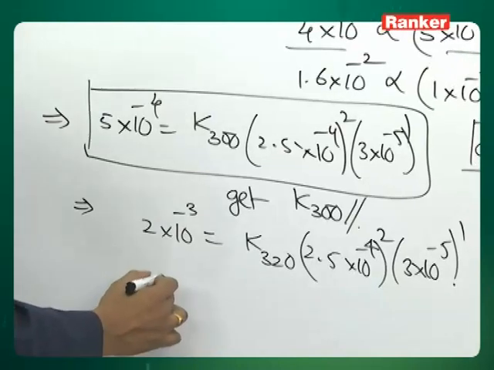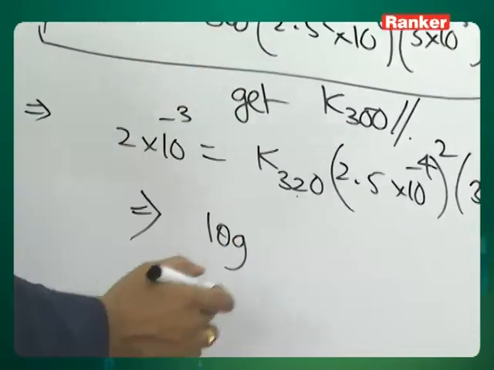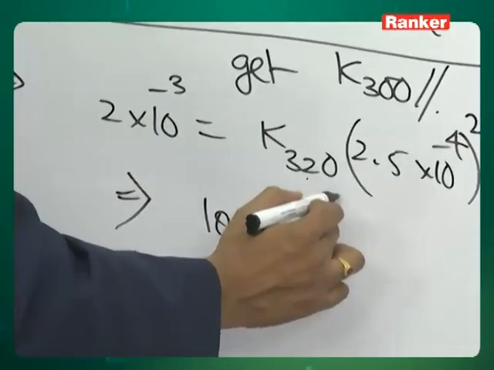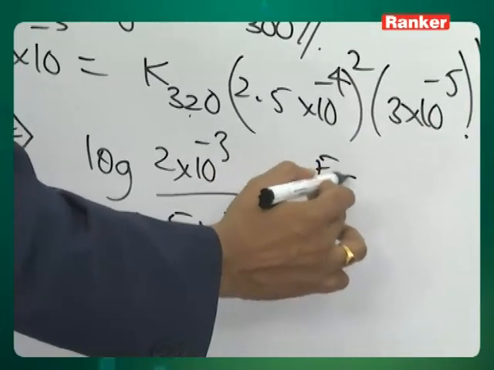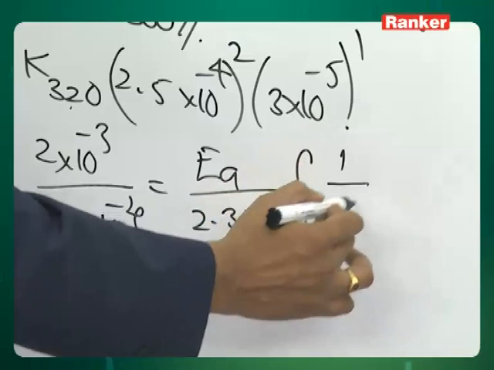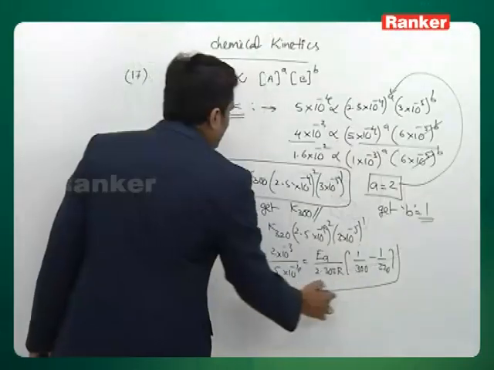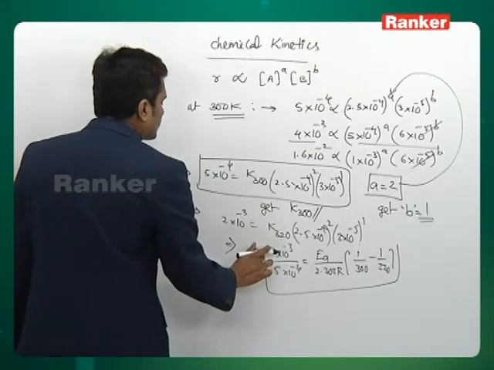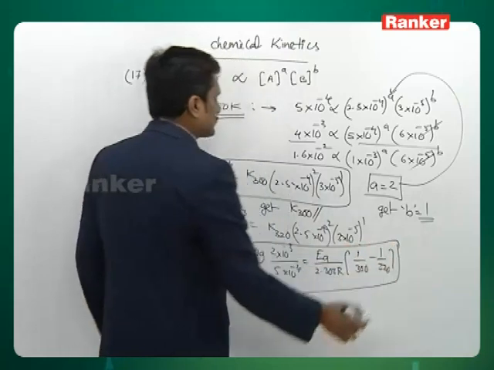Now when I substitute in the Arrhenius equation, log K320 by K300, that is 2 into 10 to the power minus 3 by 5 into 10 to the power minus 4, is equal to energy of activation upon 2.303 R into 1 by 300 minus 1 by 320. So from here I will be finding out the value of the energy of activation.